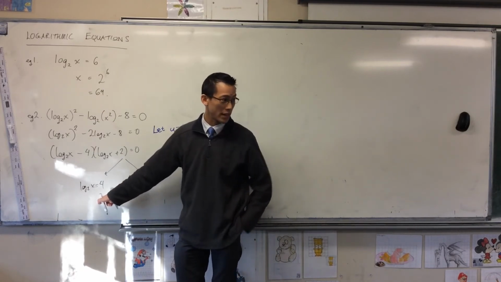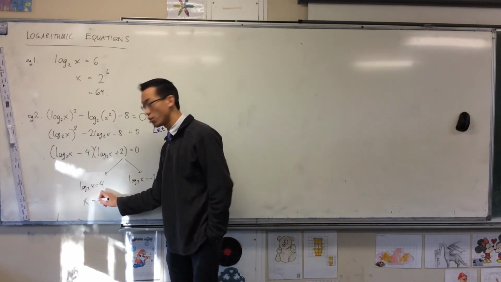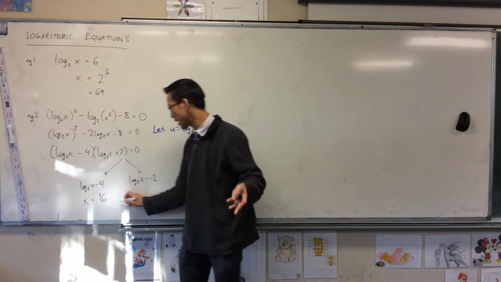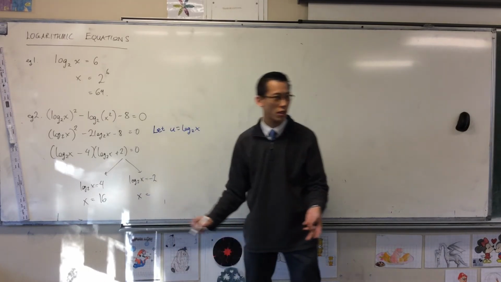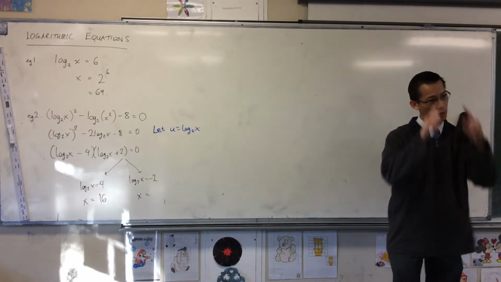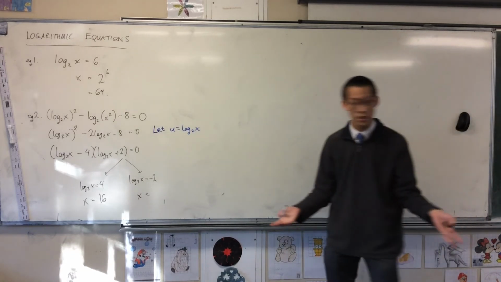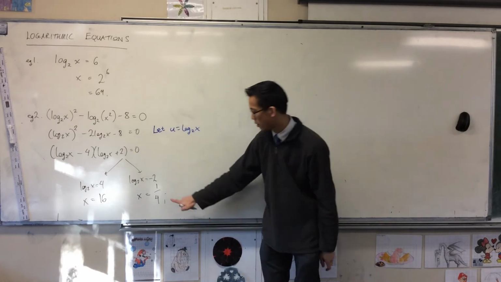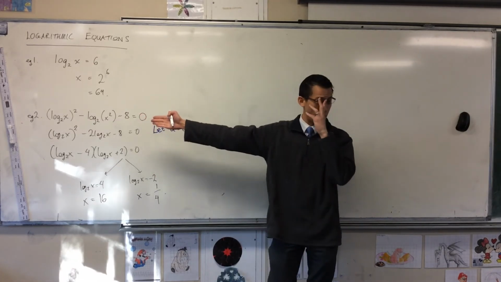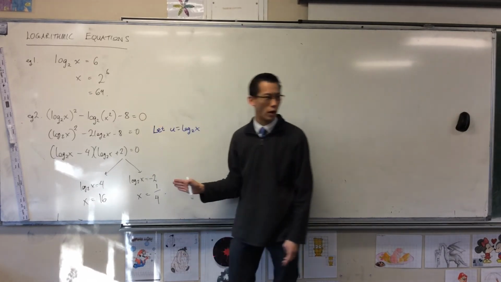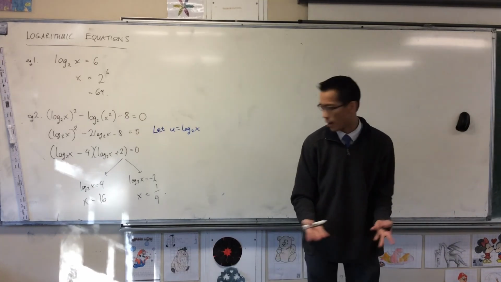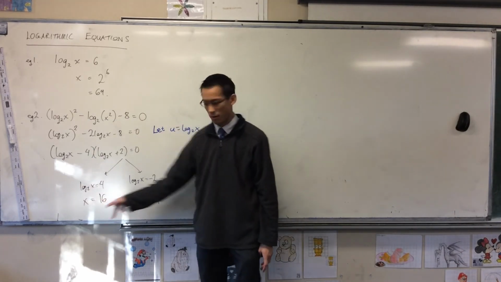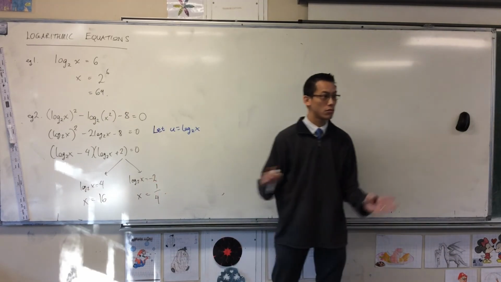This one over here, x is equal to? It's 2 to the 4th, which is 16, okay? And here, this is 2 to the negative 2, that's 1 over 2 squared, so that's a quarter. Okay, so no problems, right? Even though this is a quadratic, once you get down to this point, what you have to solve is linear. Like this part, one solution. This part, one solution. So far, so good.